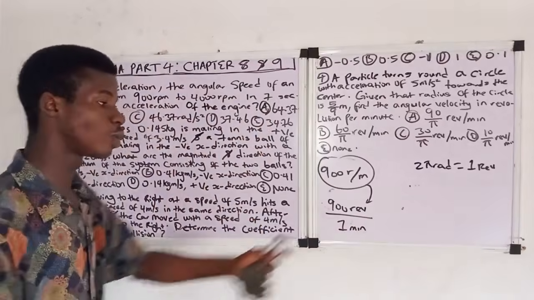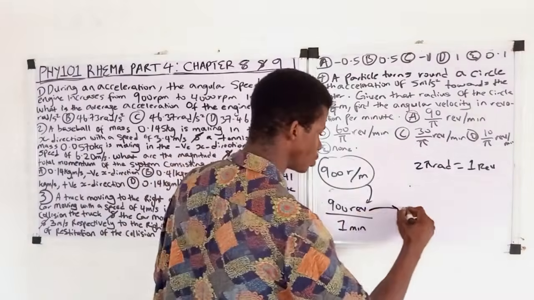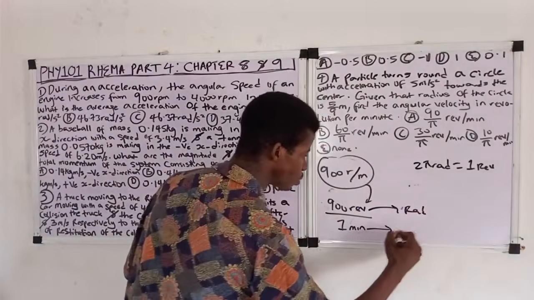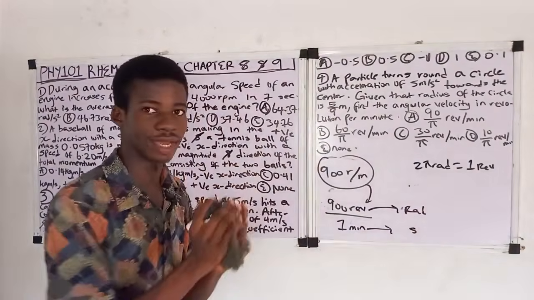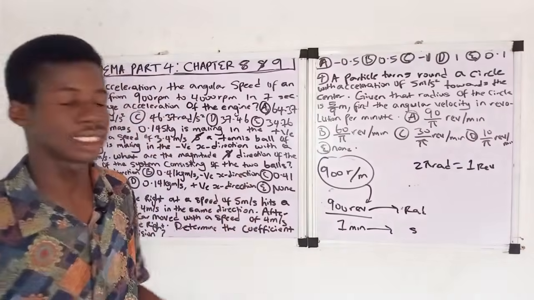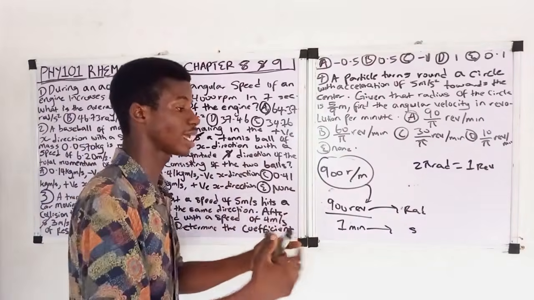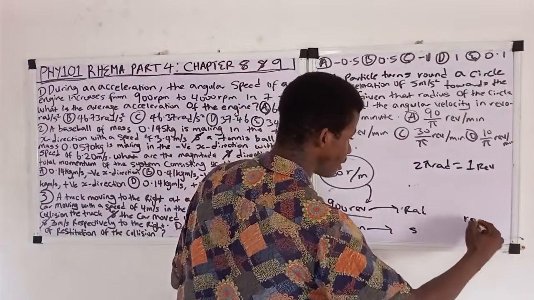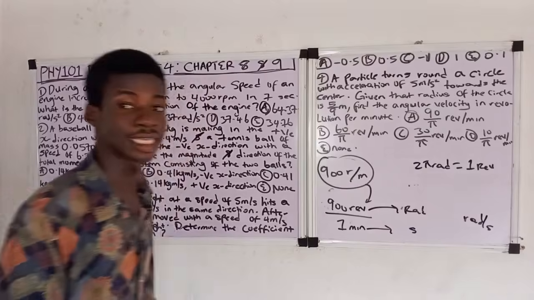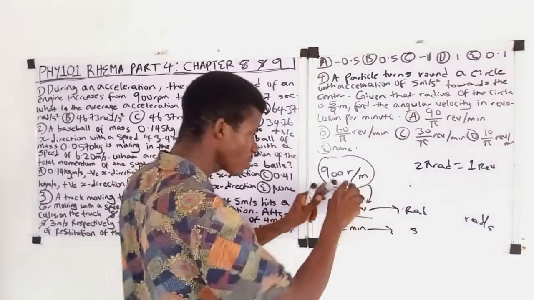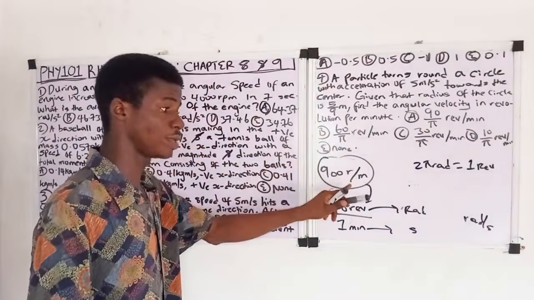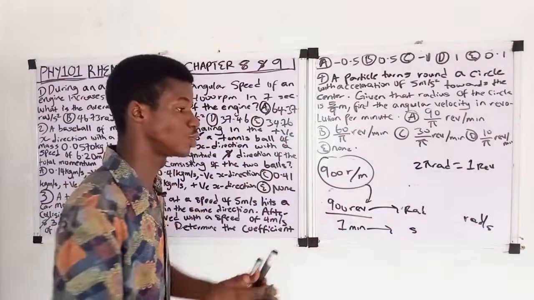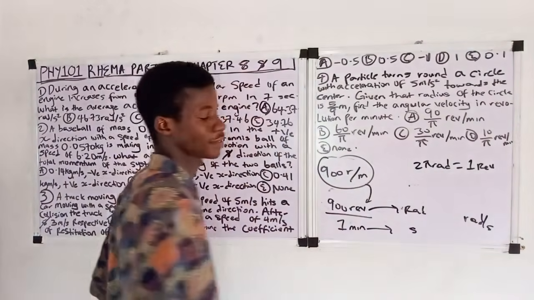We will convert this revolution to rad, and we will convert this minute to seconds. We divide our answer to get our value in rad per second. So let's convert revolution per minute to rad per second.